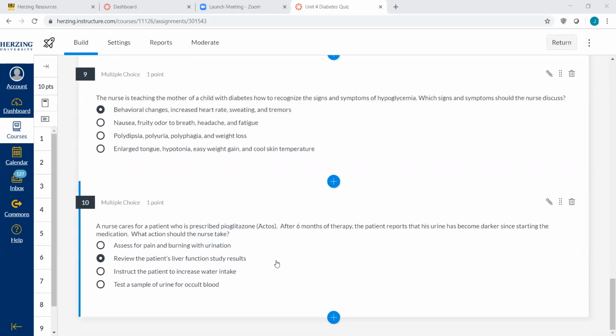And then the last one's about Actos, which is another oral diabetes med. So it says you're caring for someone who's prescribed Actos. After 6 months of therapy, the client reports that his urine has become darker since starting the medication. What action should the nurse take? You're going to review his liver function study results, because when you take Actos, it can affect that, make your liver function studies abnormal. So that's all this was, you guys.